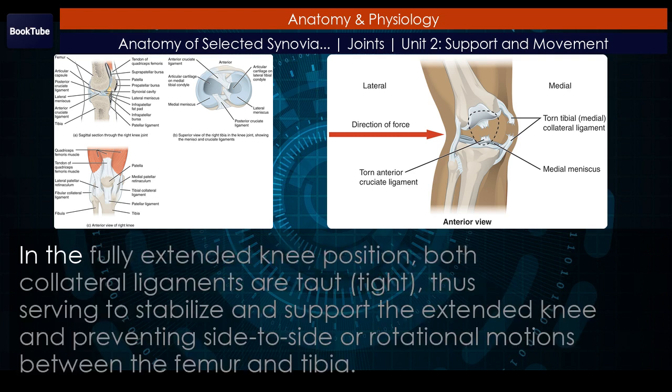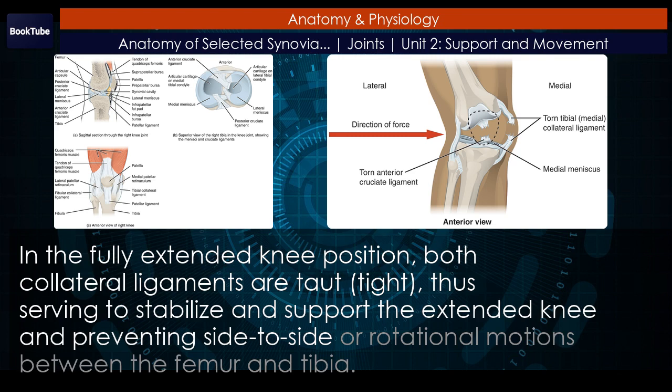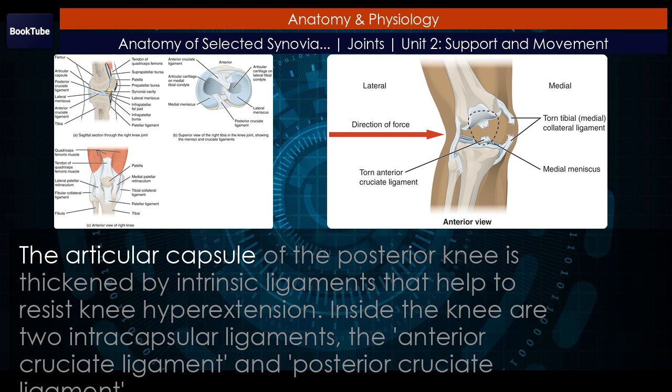In the fully extended knee position, both collateral ligaments are tight, thus serving to stabilize and support the extended knee and preventing side-to-side or rotational motions between the femur and tibia. The articular capsule of the posterior knee is thickened by intrinsic ligaments that help to resist knee hyperextension.